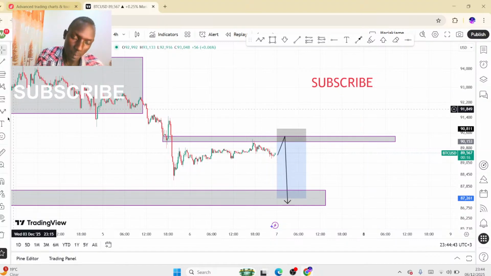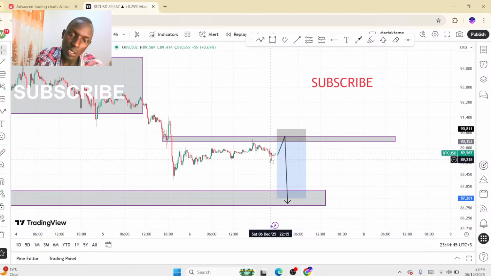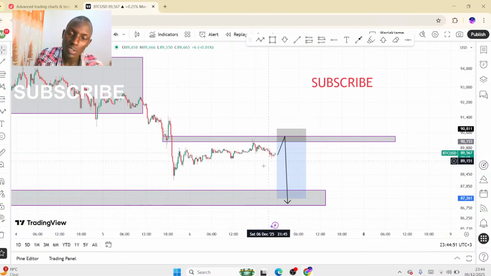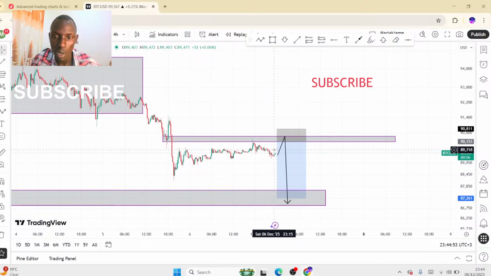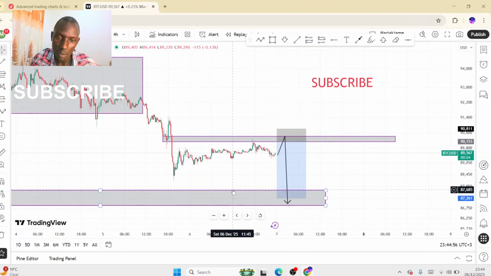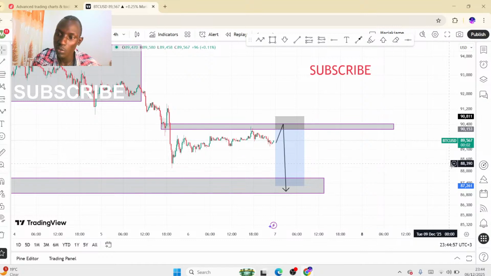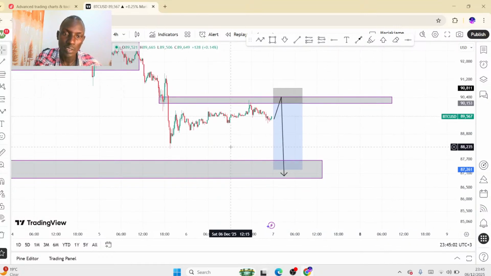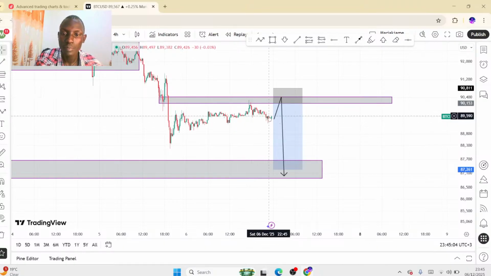Now you see, let's say you enter in for sales. What is the market going to do? The market is first going to take you out right here. Your stop loss is here. So the market is first going to take you out and then it drops again. And that is what I don't encourage people to do. I don't encourage anyone to enter from here.